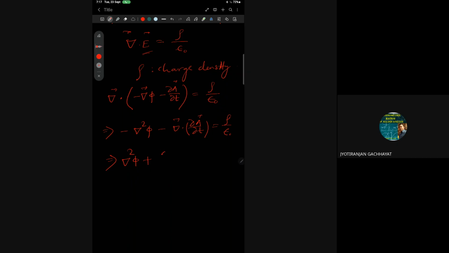Now what I am doing is taking del by del T of del dot A. I can write it this way, interchanging time and position derivatives. So that will be equal to minus rho by epsilon naught.